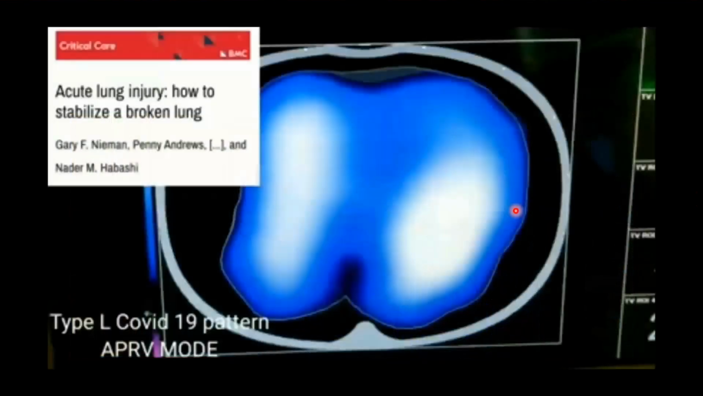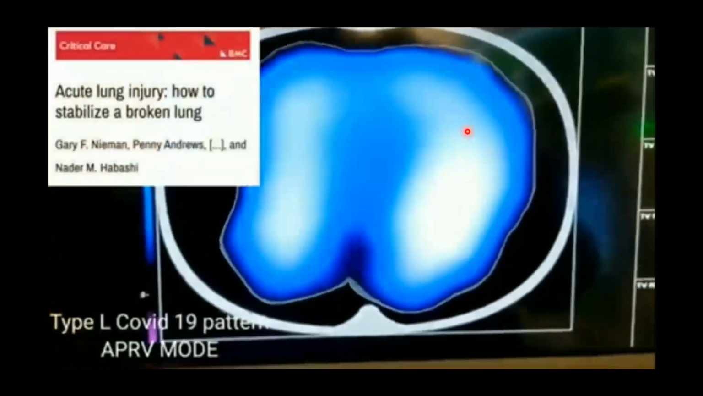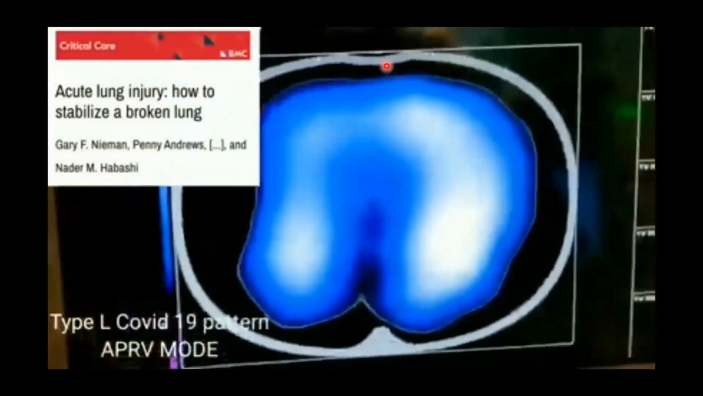Here's just another beautiful image. Look at how it's well distributed. The white is evenly distributed. You can tell that this is APRV. There's probably about a 2 or 3 second T high.